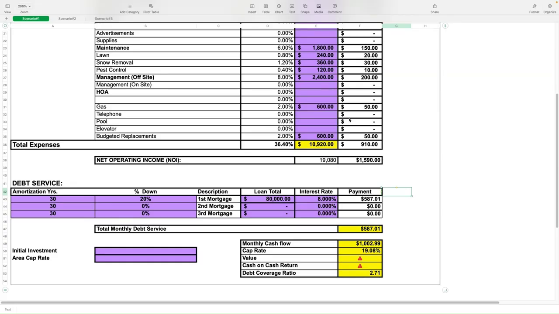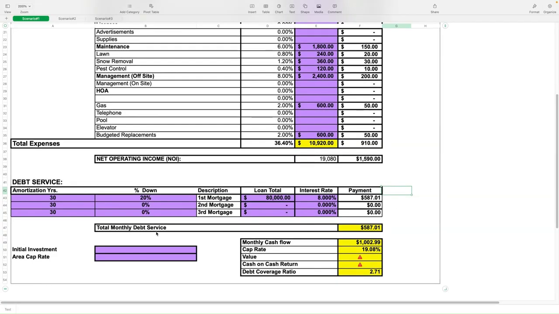So after all your expenses are paid, and after you pay your mortgage, which is $587.01, the total monthly debt service is going to be $587, because that's your mortgage payment, right? Now, after all expenses are paid, and after the mortgage is paid, and you're having 2 tenants, 100% occupied, your monthly cash flow for this particular property is $1,002.99. Now, I think that's a generous number to be a cash flow.